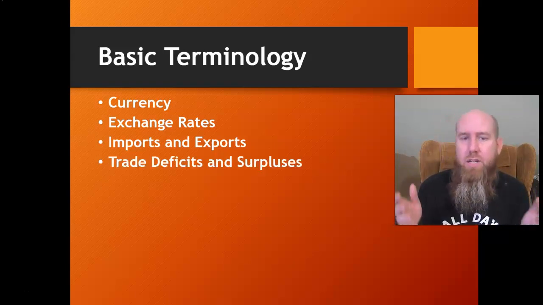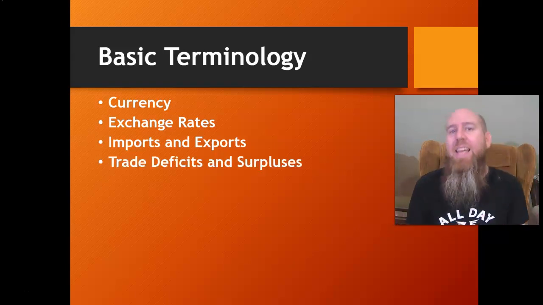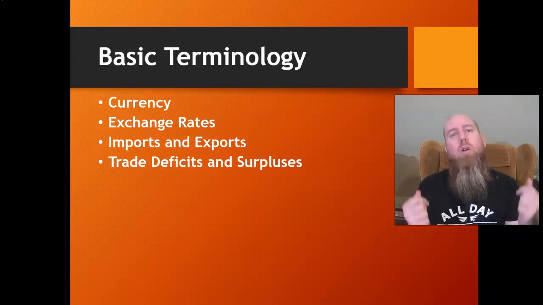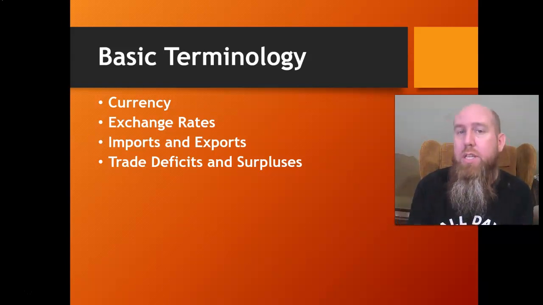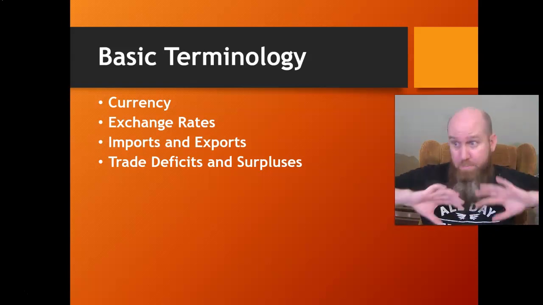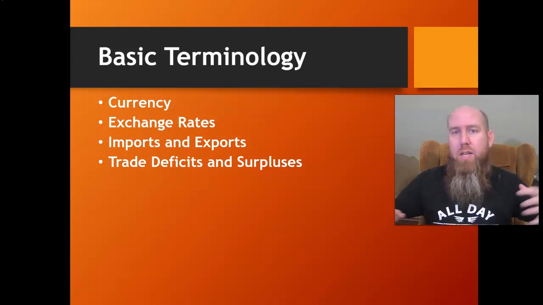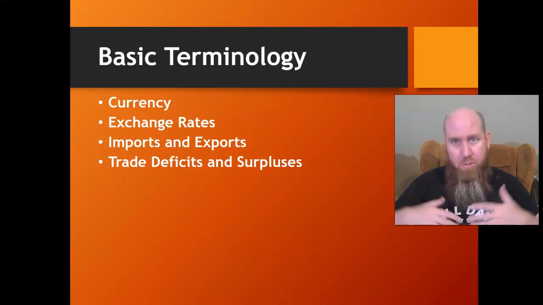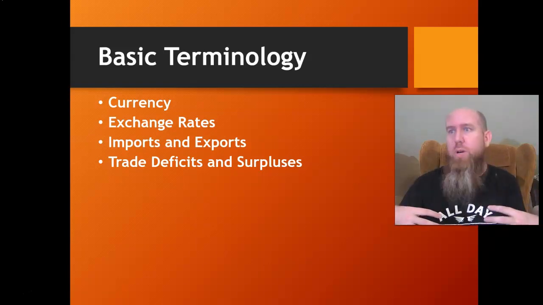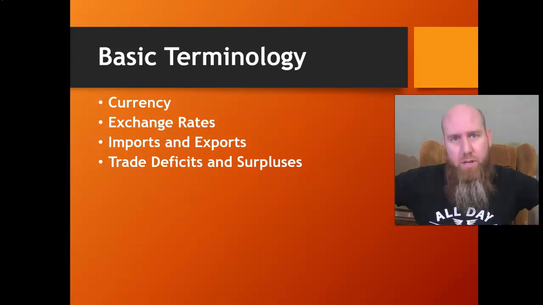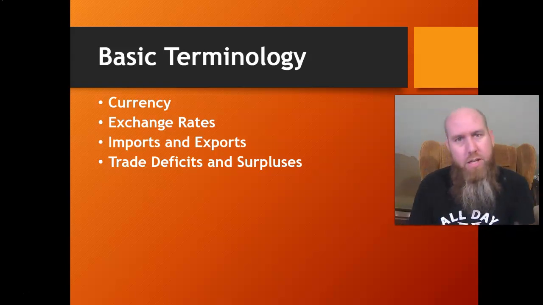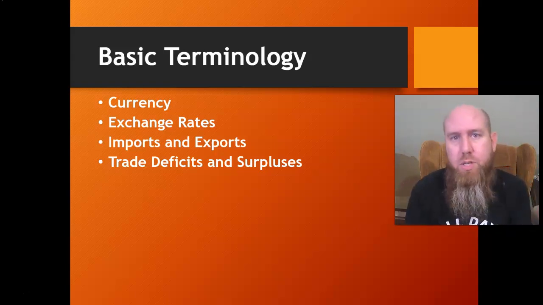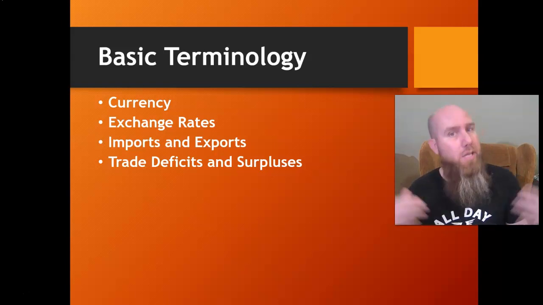Trade deficits and trade surpluses. If you are importing more than you export, then you have a trade deficit. That means you're buying more things. You're sending more money out of the country than you are selling. Right? Because every time you sell something, you bring money into the country. Every time you buy it, you send it out of the country in international trade. And so, of course, a trade surplus is when you export more than you import.